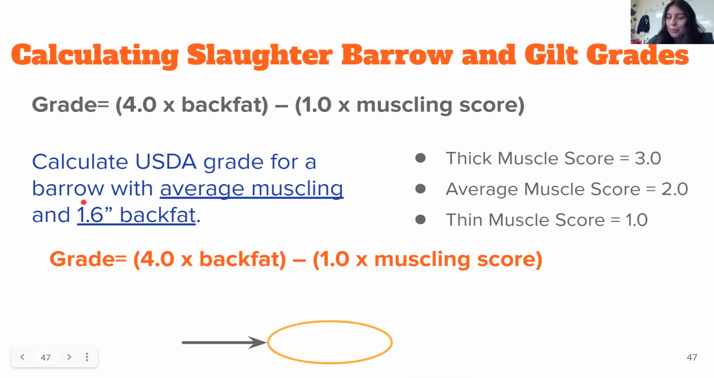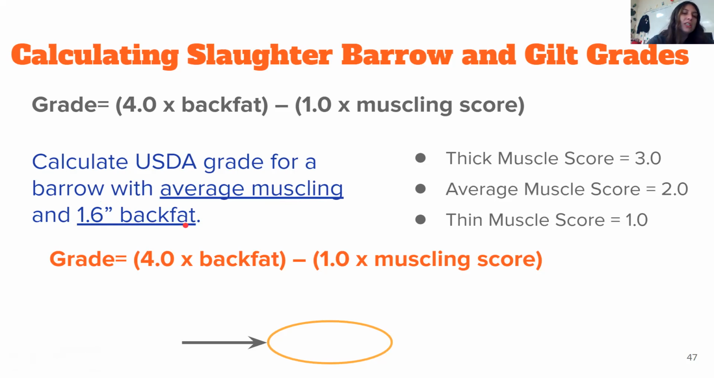Hopefully you remember what a barrow is. Think about it. Hopefully you know, because I'm not going to tell you. Calculate the grade for a barrow with average muscling and 1.6 inches of back fat.